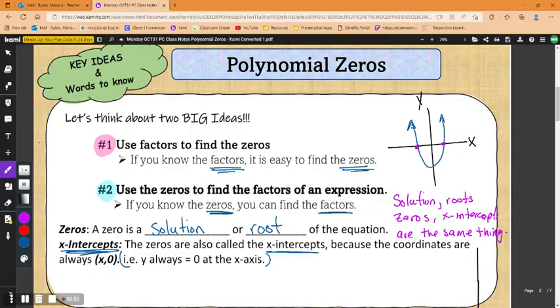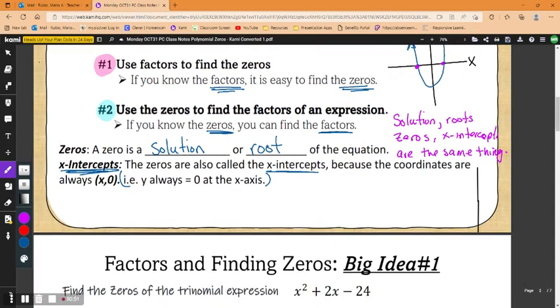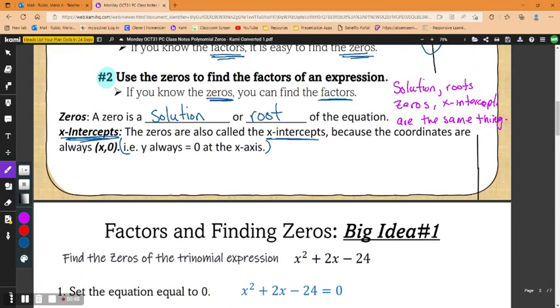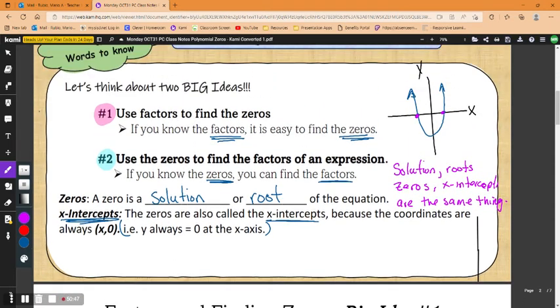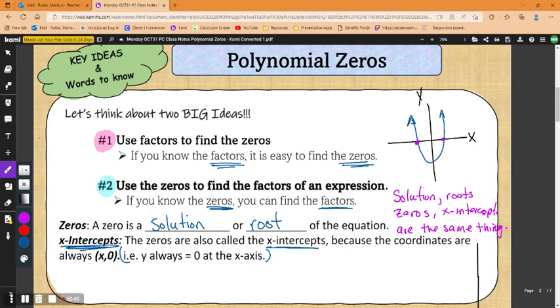Now tomorrow we'll go over some examples and see exactly what that looks like when we talk about setting the factors equal to 0 and actually solving them. Okay. And that's all for today.